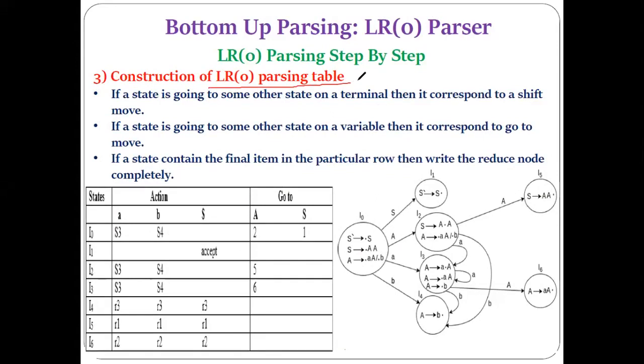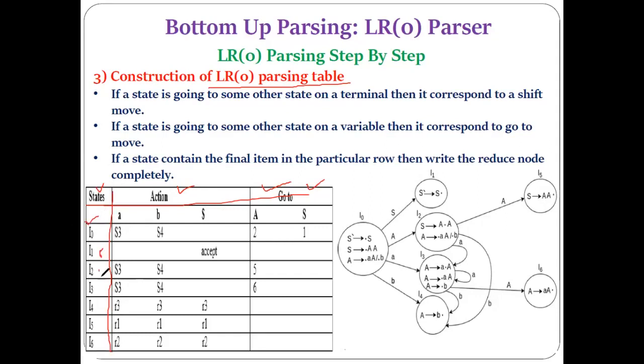Okay, now we have understood how to generate the canonical collection of LR0 items. Now, next thing we have to do is how to construct the parsing table. Now this is an already constructed parsing table. I will explain how it is constructed. Now in the parsing table, you have to take three columns. First column indicates the states, second column indicates the action, and third column indicates the goto.